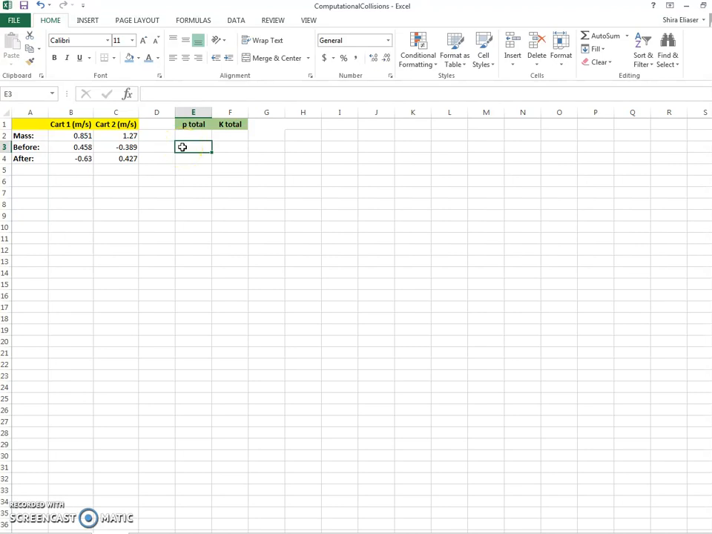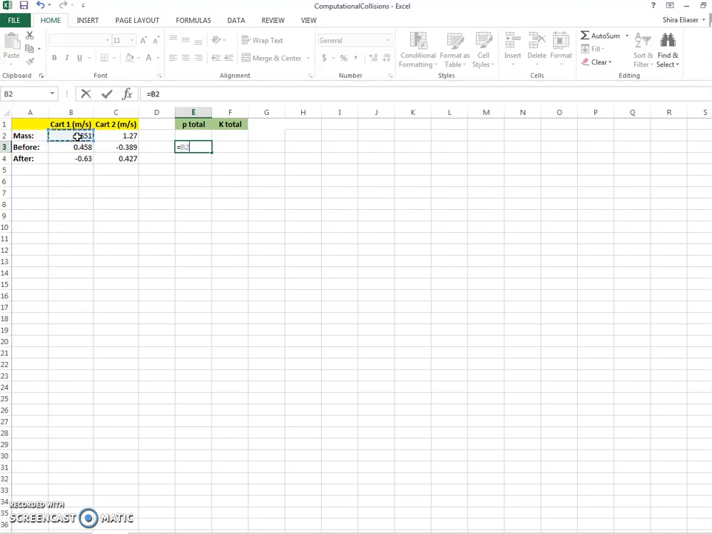To find the total momentum, you want to multiply the mass times velocity of each cart and add them together. We're scheduled to do this over and over and over again, so why not have the spreadsheet do it for us? To start a formula, type equals. Equals is code for here, there, be formula, don't take my typing literally. To start off with, click where you want to click.